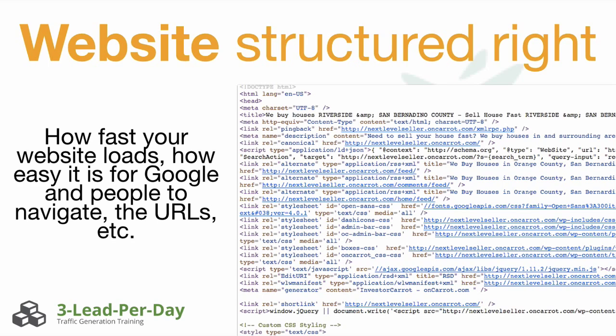How easy is it for Google and people to navigate around? Are you making people click through multiple layers of links, or are you making it really easy for people to find the information that they need? And are the URLs friendly, like we mentioned before? Once again, all these things are built into Investor Care. We worry about them so you don't have to.